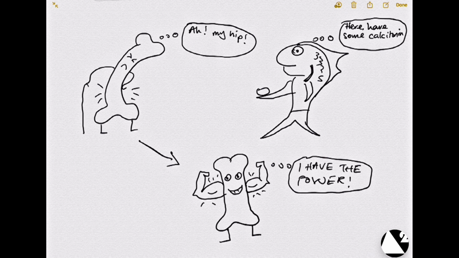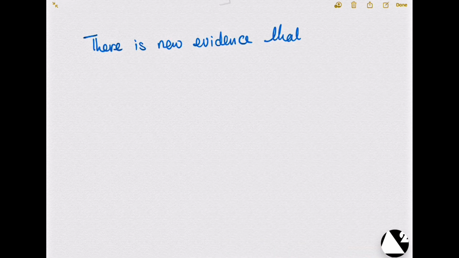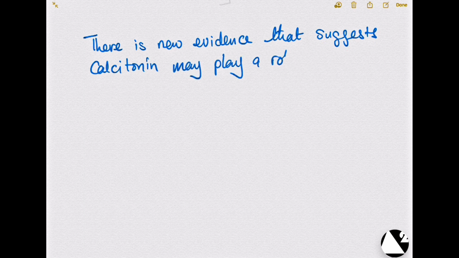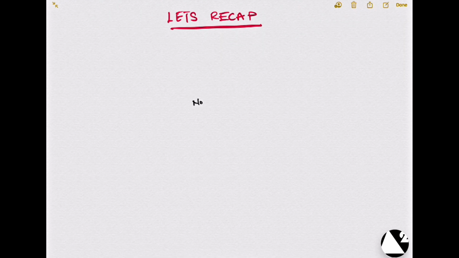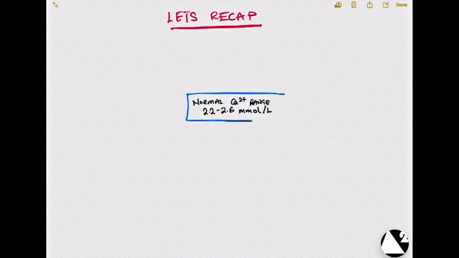Secondly, 50 years after calcitonin was discovered, its functions are still being investigated. New research suggests that calcitonin may have a role in pregnancy and lactation. Alright, let's recap. The normal physiological range of plasma calcium concentration is 2.2 to 2.6 millimole per liter.